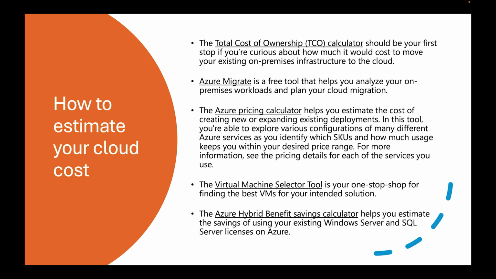Then you have the Virtual Machine Selector, which is similar to the Pricing Calculator. It literally brings you to the same page. And then you also have the Azure Hybrid Benefit Savings Calculator. So let's start off with the total cost of ownership calculator and jump over to our web browser.